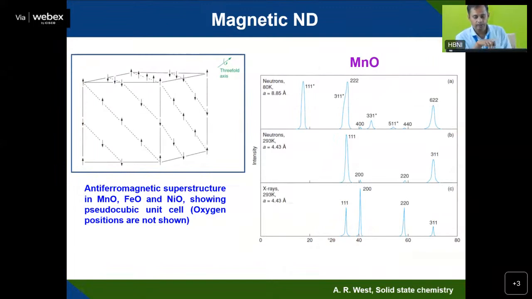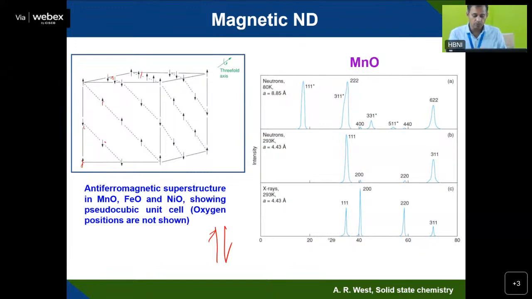I have given one example: the MnO structure, an antiferromagnetic superstructure of MnO, FeO or nickel oxide, showing the pseudo-cubic unit; the oxygen positions I have not shown here. This is the manganese atom. You can see one up, one down, one up, one down. The spins are aligned in opposite directions instead of parallel.